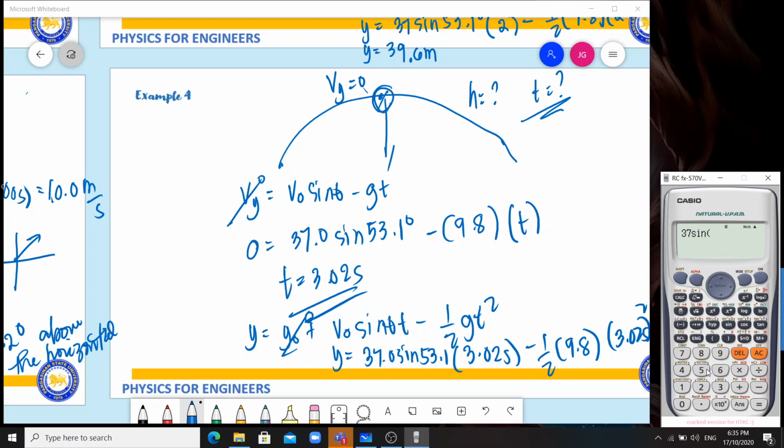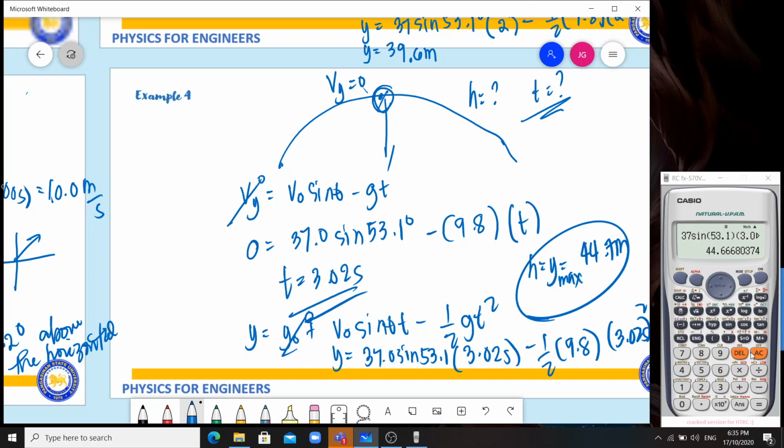37 sine 53.1 times 3.02 minus 1/2 9.8 times 3.02 squared. Okay. 44.7. Okay. Ang height natin here is, or yung y, is y max. 44.7 meters. Ayan. So, that is the final answer for letter B.